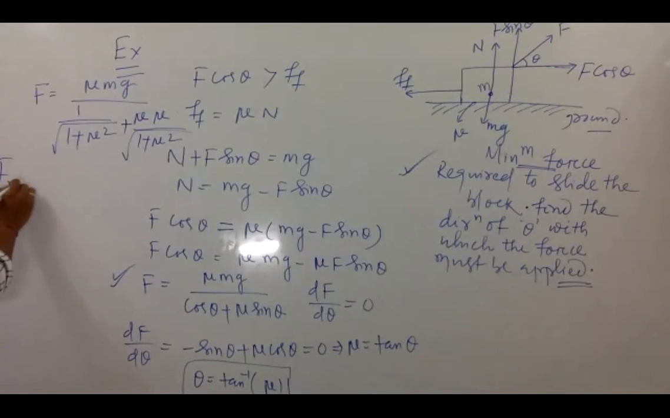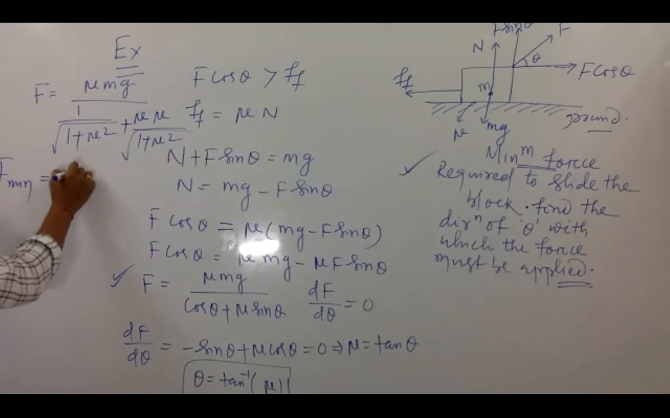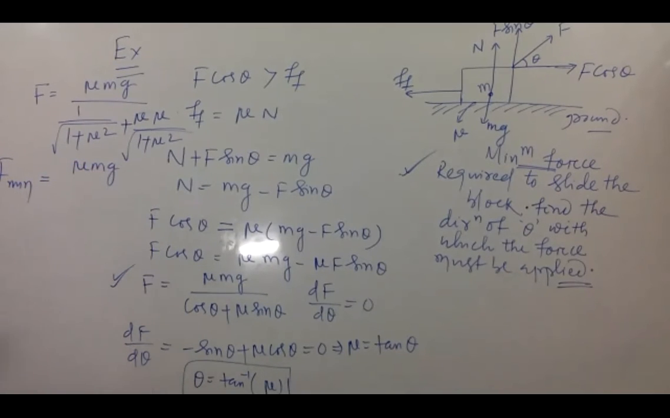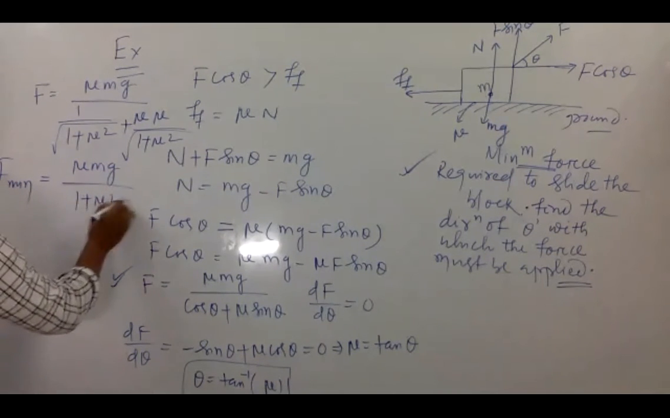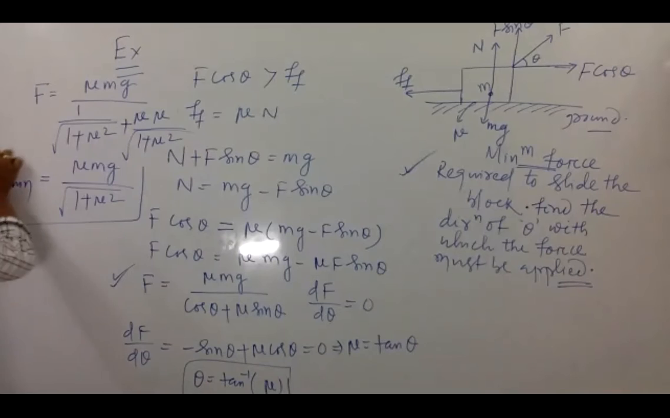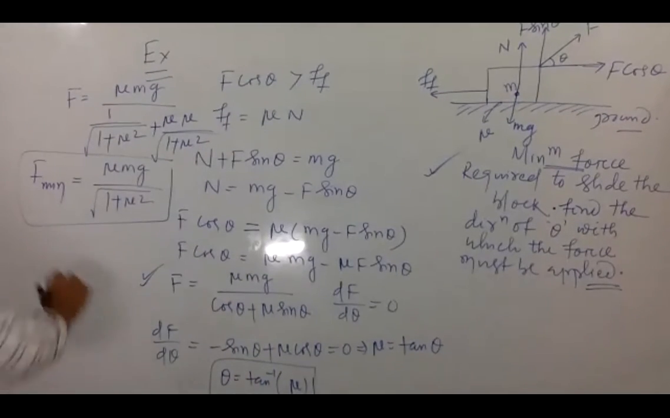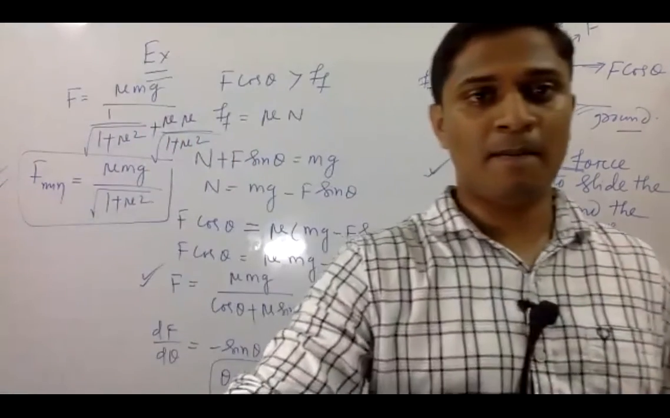So minimum force, F minimum, is equal to mu mg, correct? Which option? That is mu mg by root over 1 plus mu square, right? By solving this, you can get this, correct? I think it is visible. So there is the value of F minimum, right? Just note it, students.